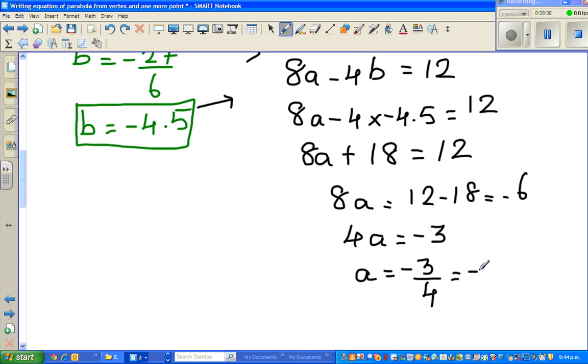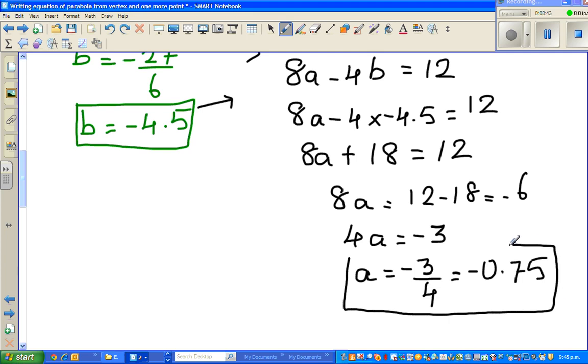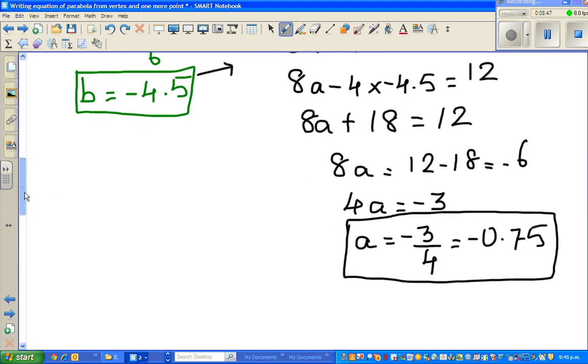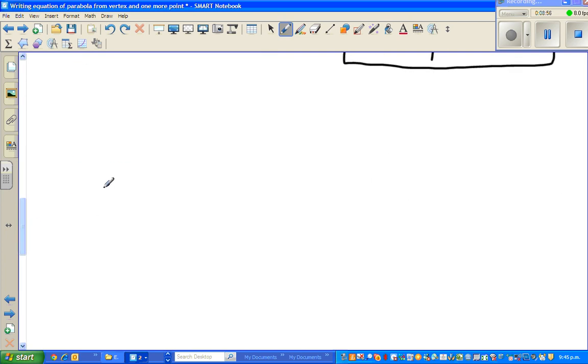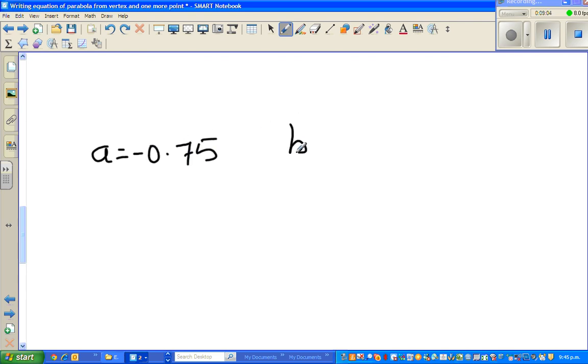A is negative 0.75. This is a very lengthy example, but this would be an excellent question, okay, if it's asked in NCEA. So what do we know? A is negative 0.75, B is negative 4.5. So let us rewrite that. A is negative 0.75 and B is negative 4.5.